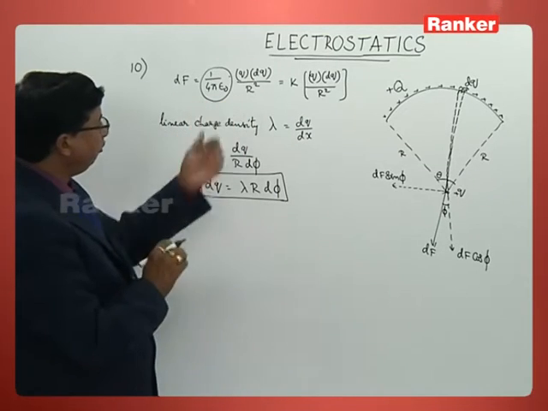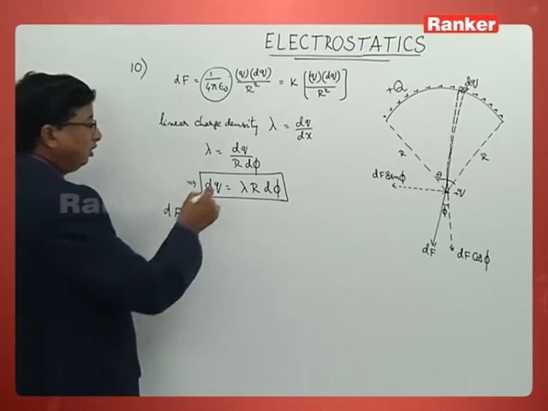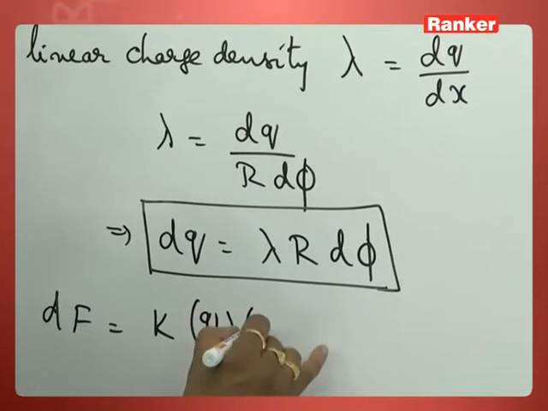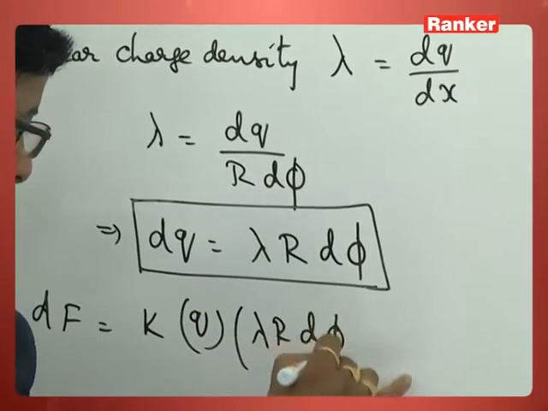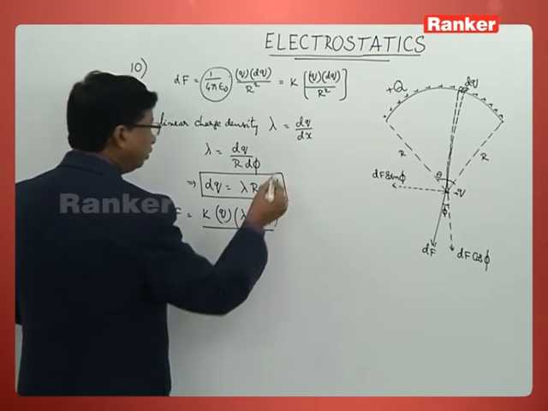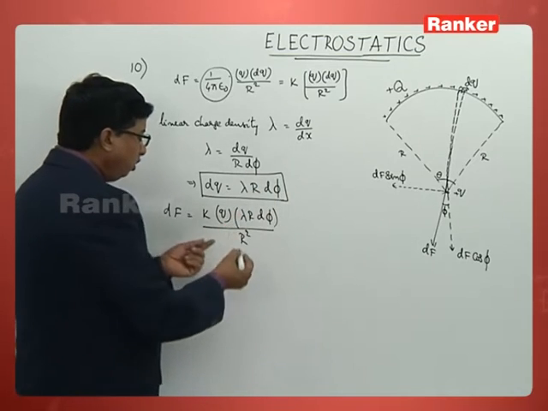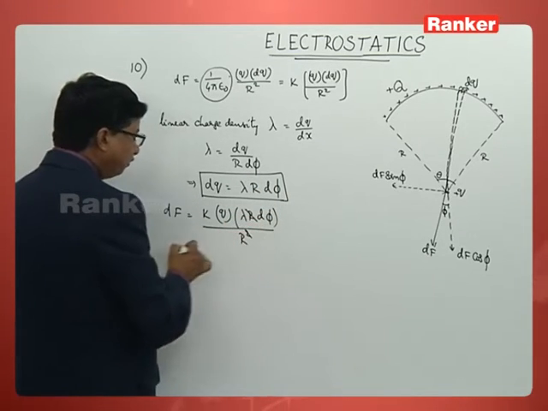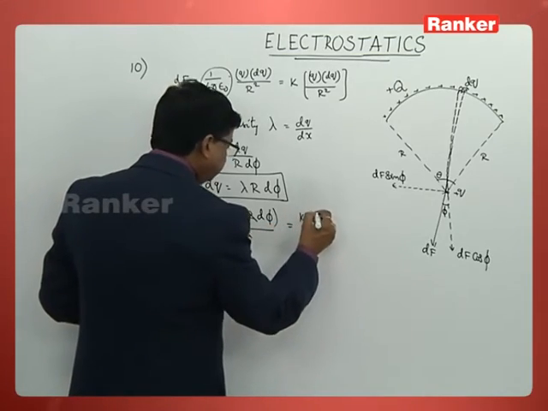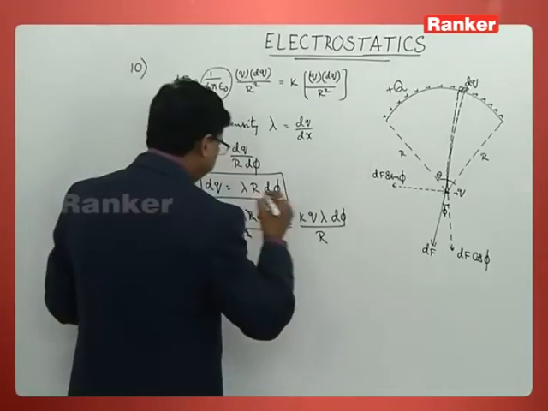So what I can write now in this case is df is equal to, directly we can write k times q into dq, dq means lambda r d phi, whole divided by r square. Look at this one carefully, q dq by r square. dq I am writing this value by r square, one r gets cancelled. Then what is left over? k q lambda d phi by r.